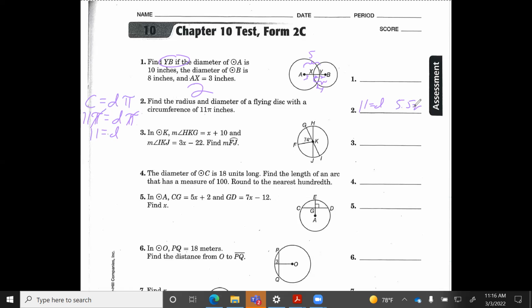On number 3, they give us 2 equations, one for this part, one for this part. Those are vertical angles. Vertical angles are congruent. So what can we do with those 2 equations? Equal to each other, yeah. So x minus 22. And now I'm solving. Bring the x over. That's 2x. Bring the 22 over. That's 32. So x by itself is 16.